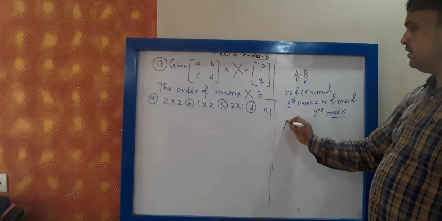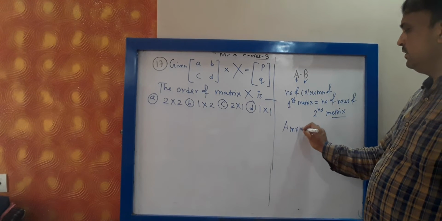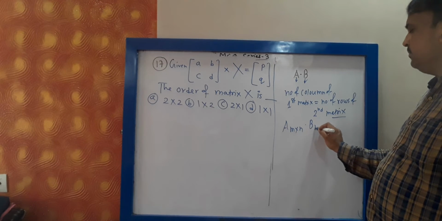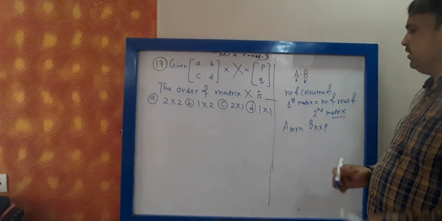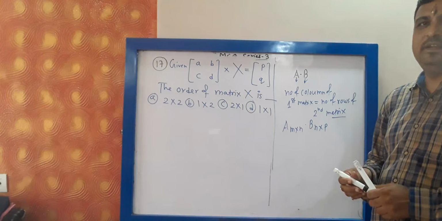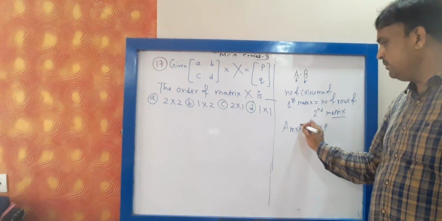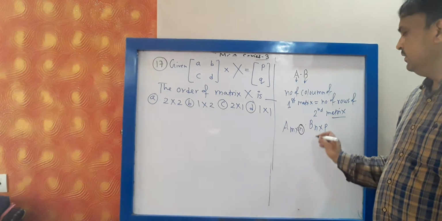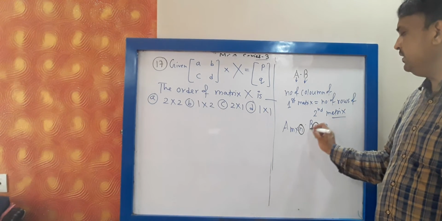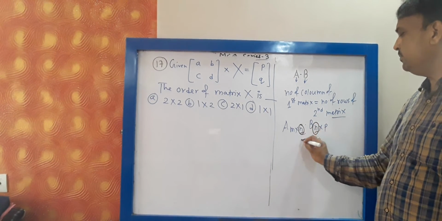So if A is of order m by n and B is of order n by p, then A dot B is defined? Yes. We can find A dot B because the number of columns of A, n, is equal to the number of rows of B, n is equal to n. So A dot B is defined.